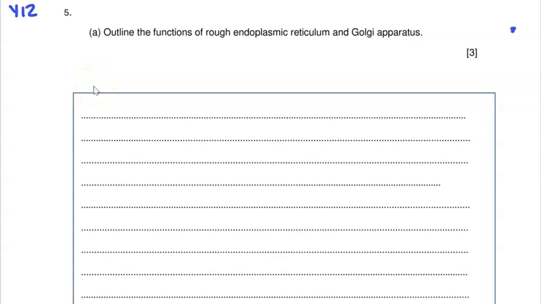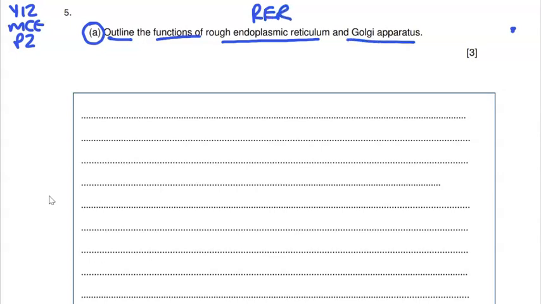Year 12 mid-course exam, paper 2, question 5A. This is the first extended answer in what some students call the essay. Here we're giving an outline, a broad overview of the functioning of the rough endoplasmic reticulum, often abbreviated to RER, and the Golgi apparatus. 3 marks only for this question.